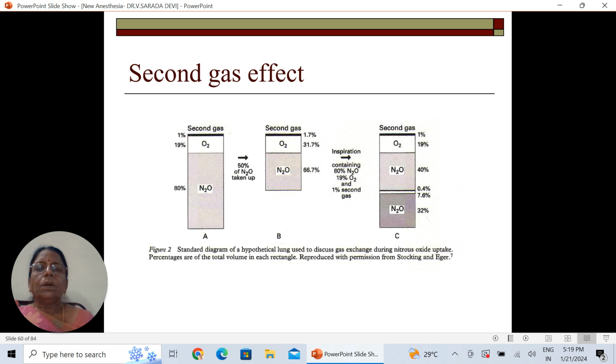It is a hypothetical lung used to discuss gas exchange during nitrous oxide uptake. The percentages are of the total volume in each rectangle. This is the second gas effect. 50% of nitrous oxide is taken up, and the inspiration contains 80% nitrous oxide, 19% oxygen and 1% second gas.